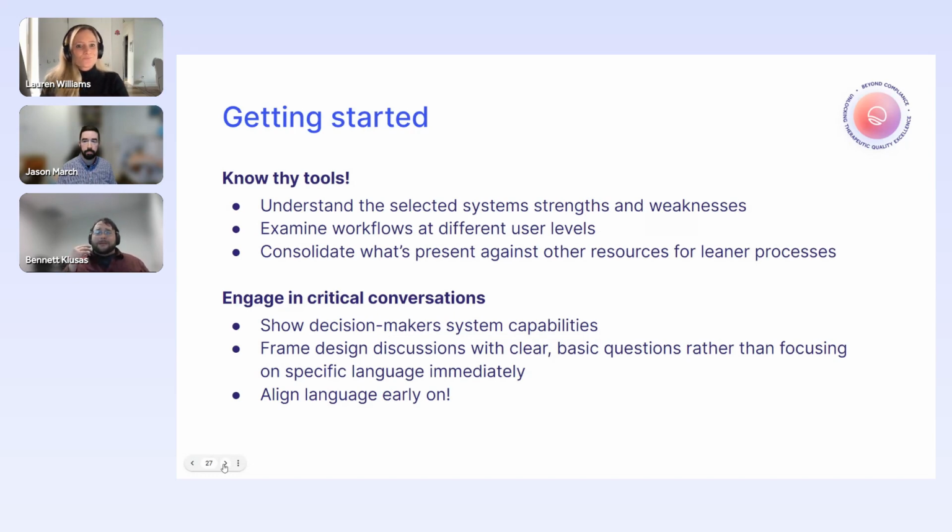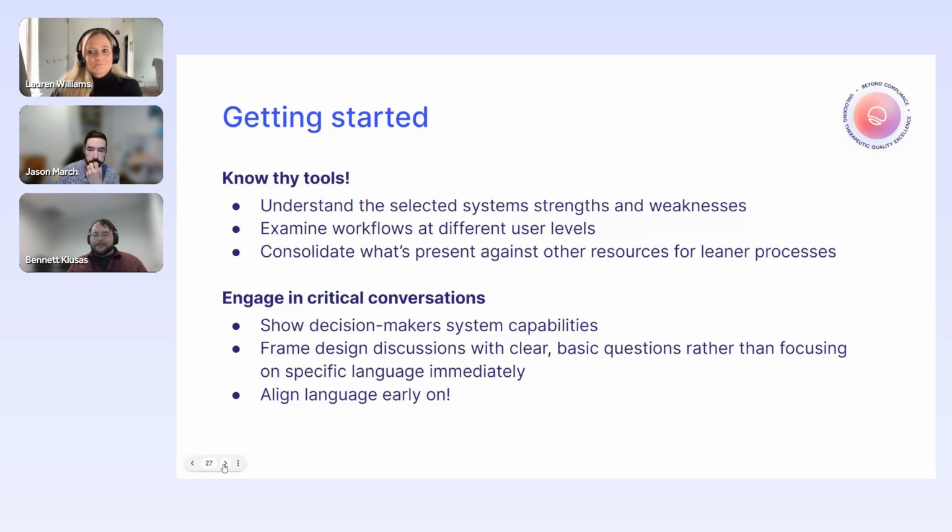So I started with engaging in critical conversations, and part of that was having frank discussions about what system capabilities are with our decision makers. And rather than focusing on specific language points, I was able to frame design discussions with clear, basic questions. It's not about, hey, why is this line written this particular way? Instead, I wanted to understand from them, what are your high level needs of this system?